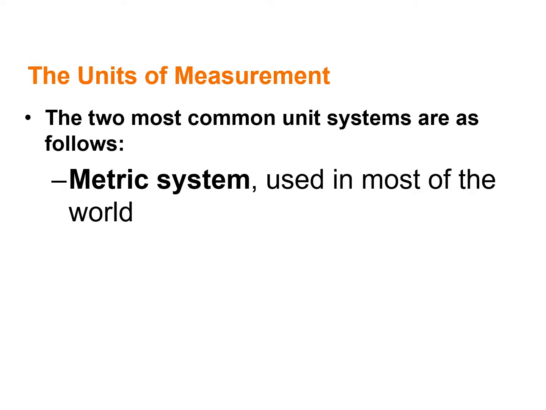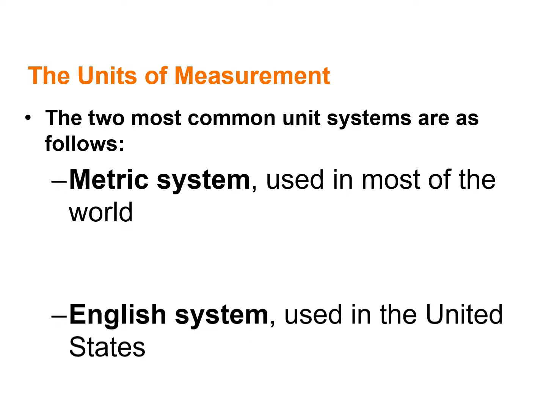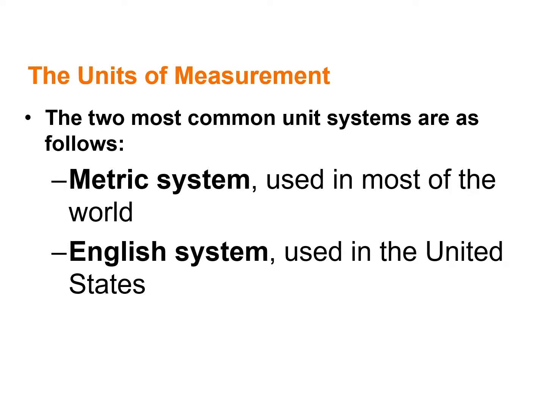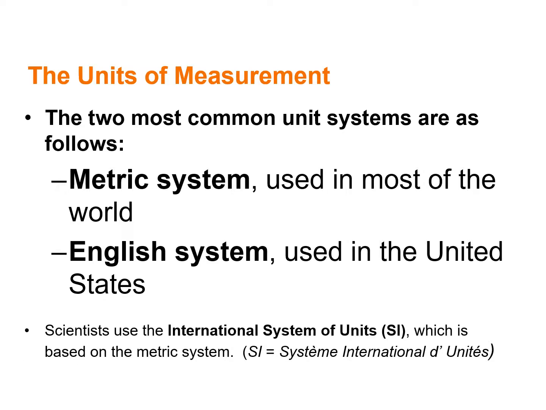Two common units of measurement are the metric system and the English system. The metric system is what gets used in the rest of the world. The English system is what's used in the US. Scientists use the International System of Units, the SI system. The Système International units are mostly metric units.